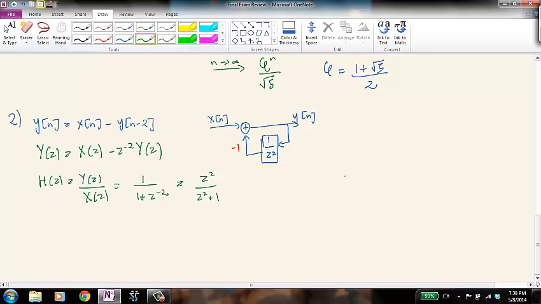So this has poles at plus and minus i, because z squared plus 1 is z plus i times z minus i. And you have a zero of second order at the origin.